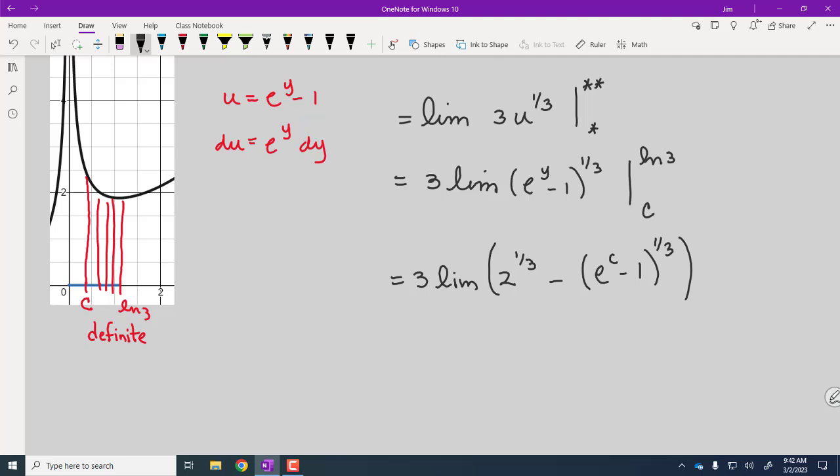Sorry, I missed how you got 2 to the 1/3. So when we plug in natural log of 3 right here, we'll have e raised to the natural log of 3. So the e and the ln cancel, 3 minus 1. Exactly.